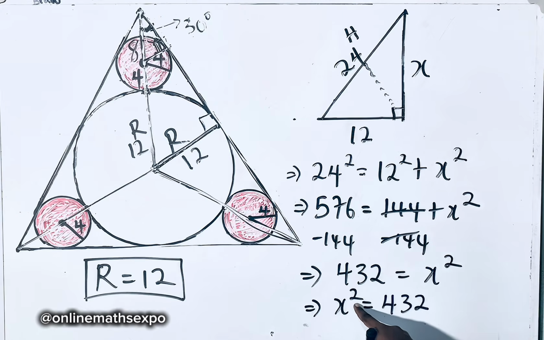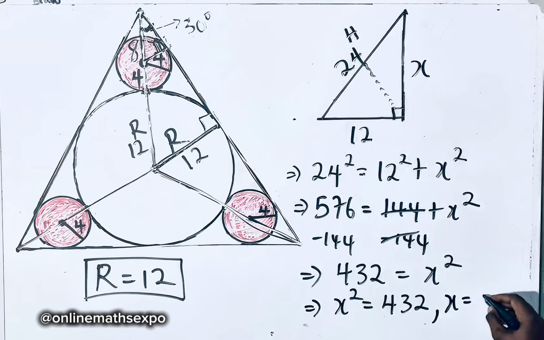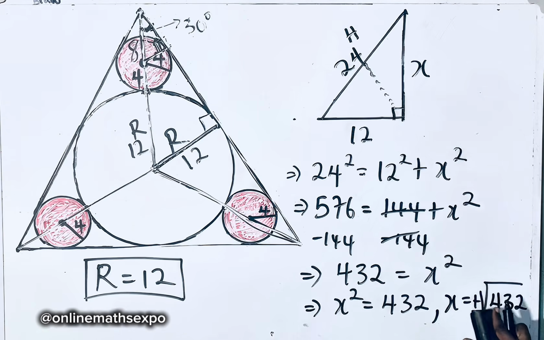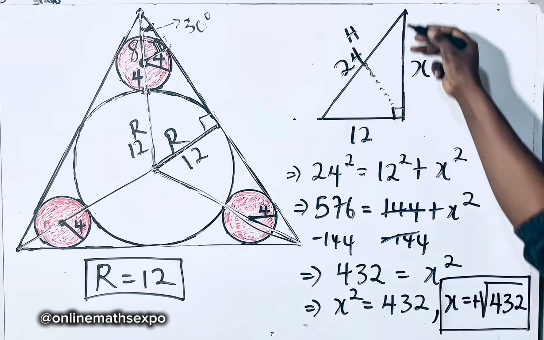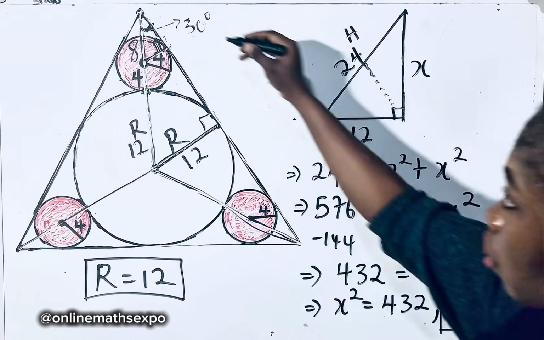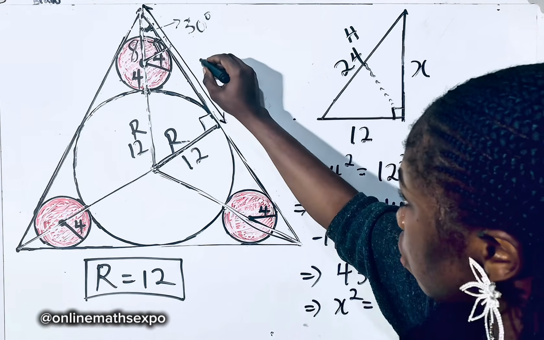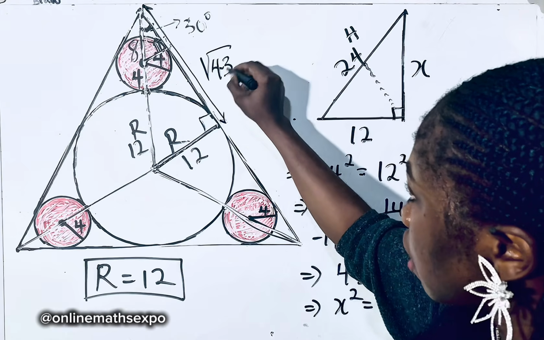To remove this square, you take the square root. So we have x is going to be the square root of 432. Take both the positive and negative square root, but because x cannot be negative, you only concentrate on the positive square root. So this gives us the value of x. And our x here is this length, from here down to this end. We have gotten the square root of 432.